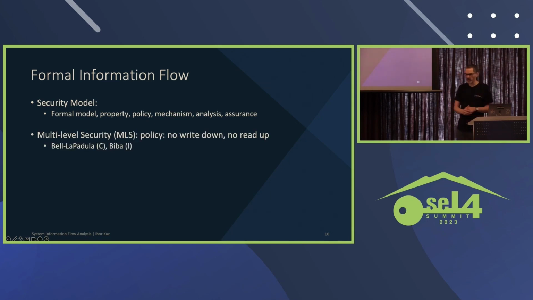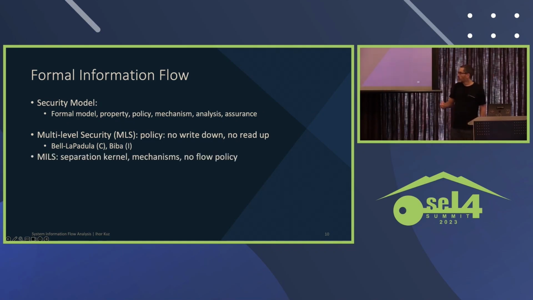Some examples of these are multi-level security, which is the basic information flow model that people talk about, which is having different clearance levels and having rules about how information can flow between the clearance levels. So for example, a no write down and no read up policy, which is, if you're at a high level, you can't write down to lower levels. And if you're at a lower level, you can't read from higher levels. And there are more formalizations of those. There's a confidentiality version of that, an integrity version of that.